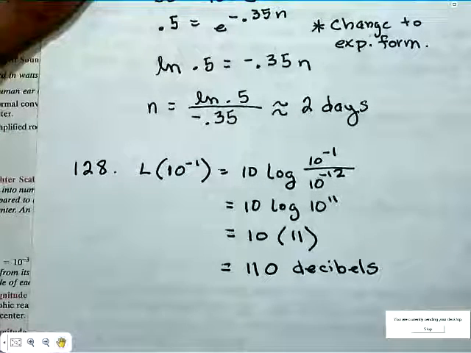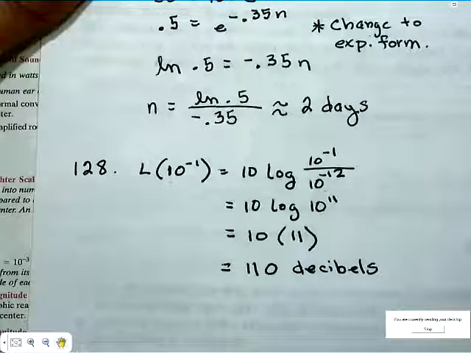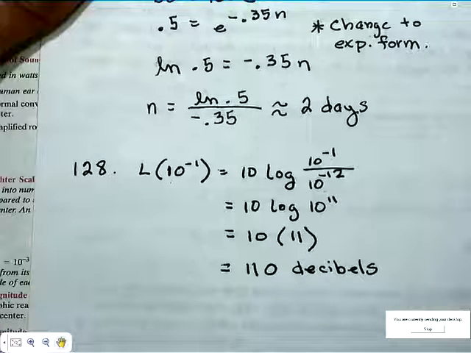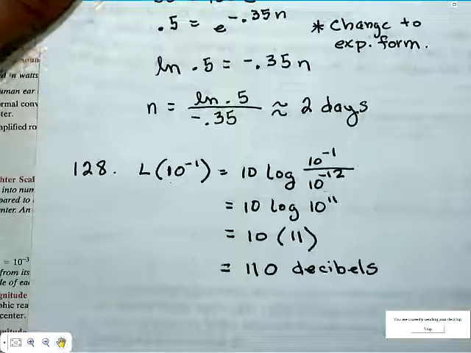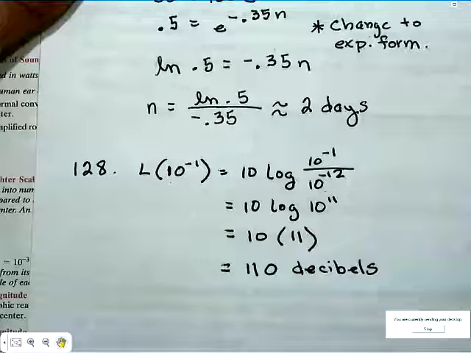Because the loudness was 10 to the negative 1, 10 raised. We could just multiply the power and the base. I'm not sure what you're calling the power. What are you calling the power?